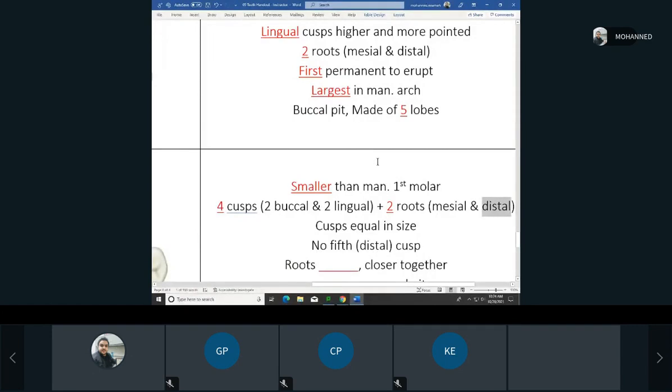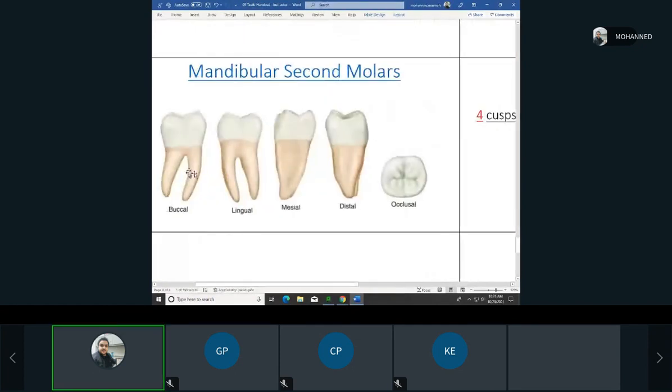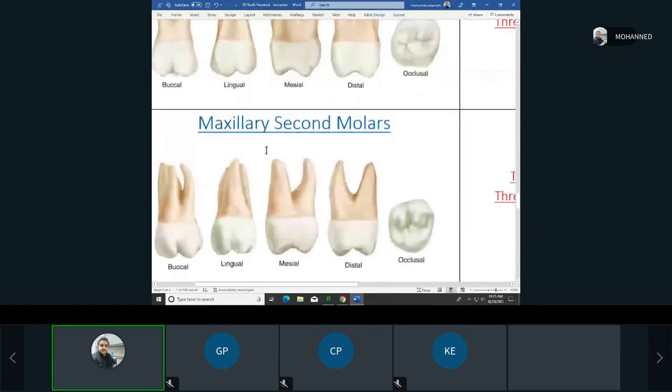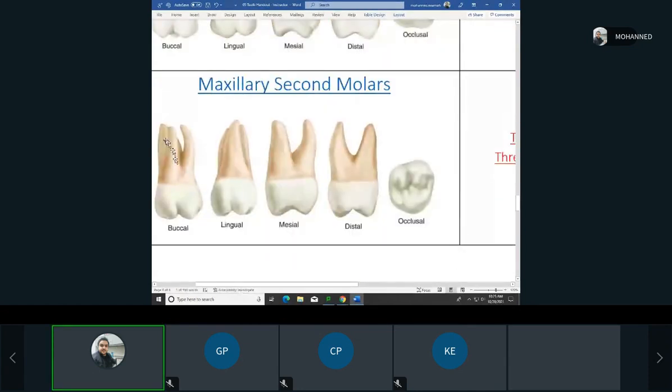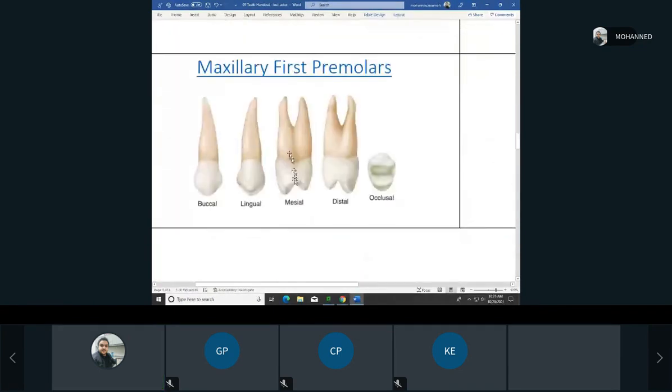Right? So just talking about the root location or orientation. You see on the mandible, they're mesial and distal. On the maxillary arch, we have two that are buccal and one that is lingual, right? And for this premolar, also we have one buccal and one lingual, just to differentiate between how they are actually placed in the arch.